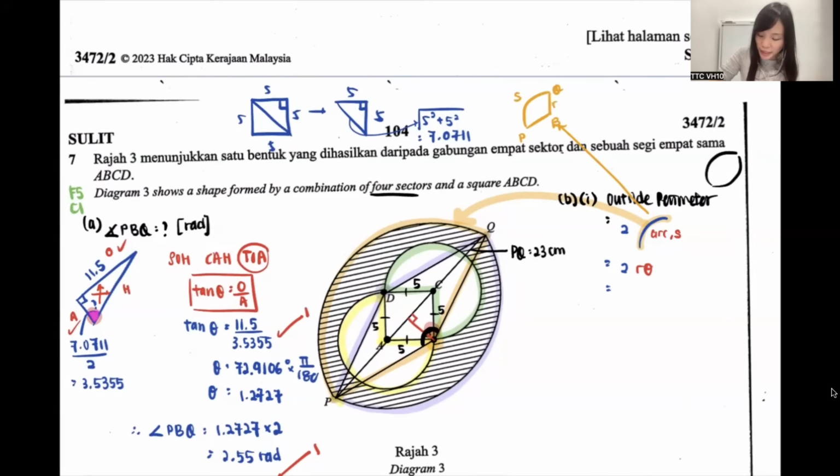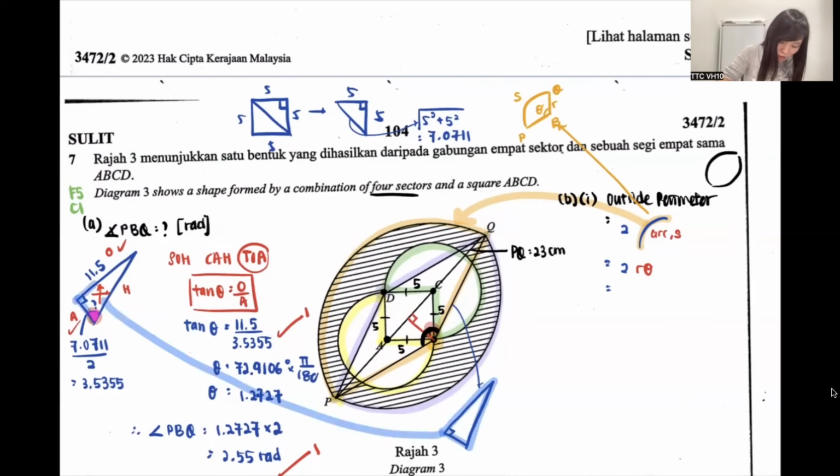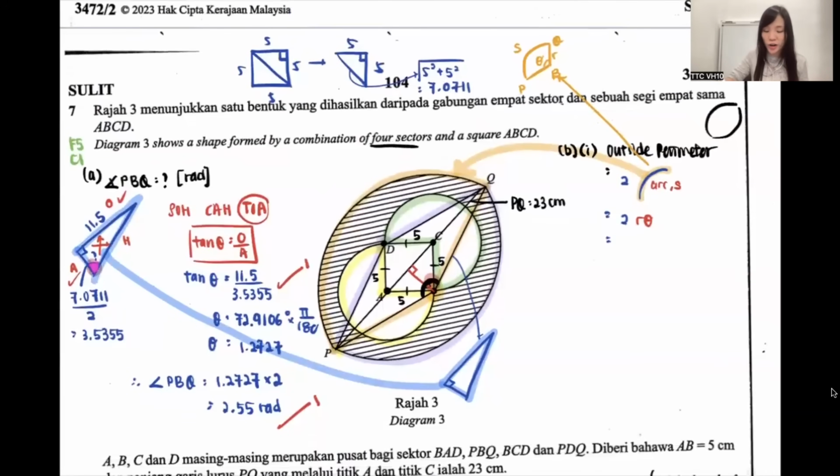Isn't it you must have the radius and the angle? So what is the radius? The radius, isn't it this line? So do you have this line? No. But can you find? Yes. Why you guys can find? Because just now, based on this right angle triangle, it's the same right angle triangle. So based on the previous right angle triangle, I know here 11.5. I already know here 3.5355. So this last one, isn't it again, can do Pythagoras theorem. So this last one is the radius.